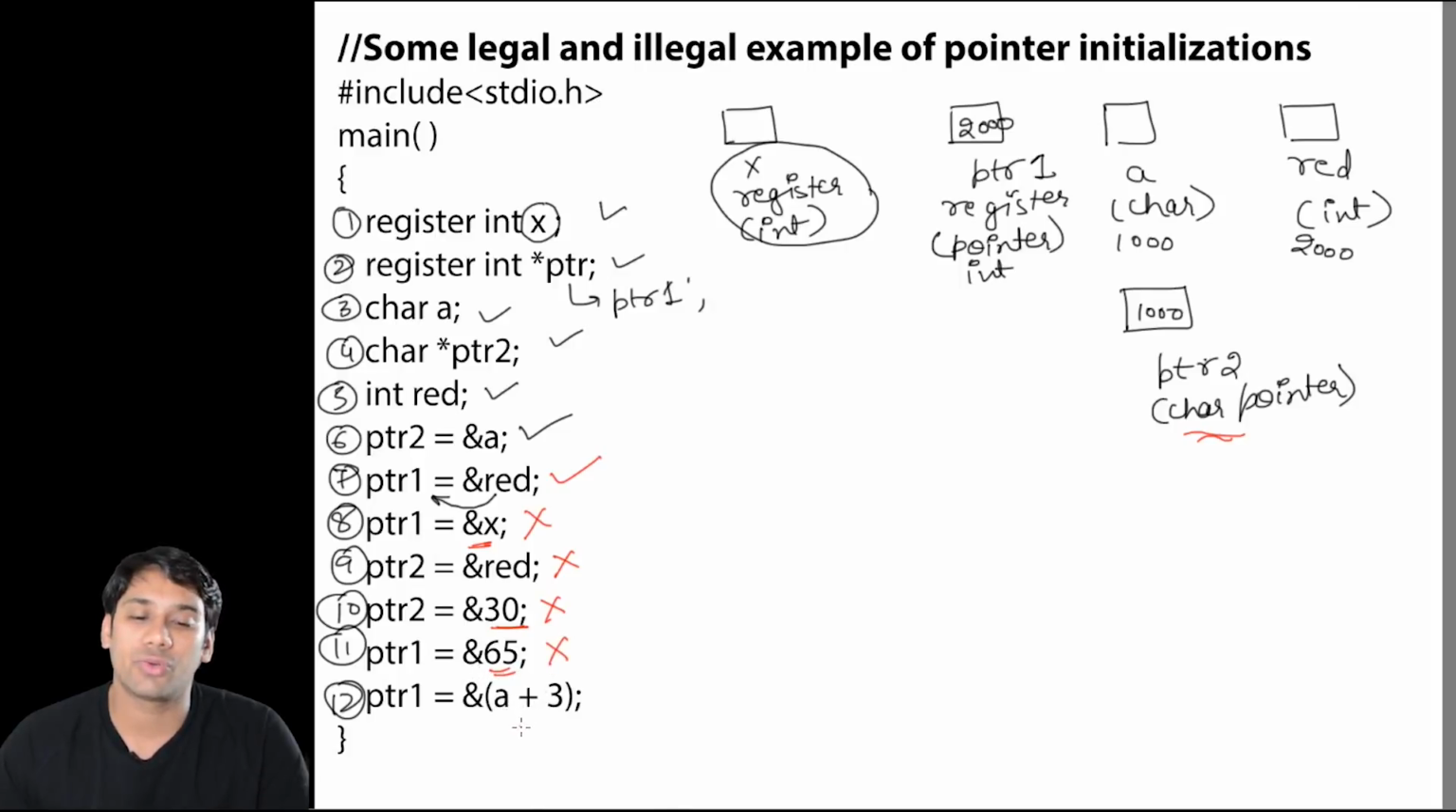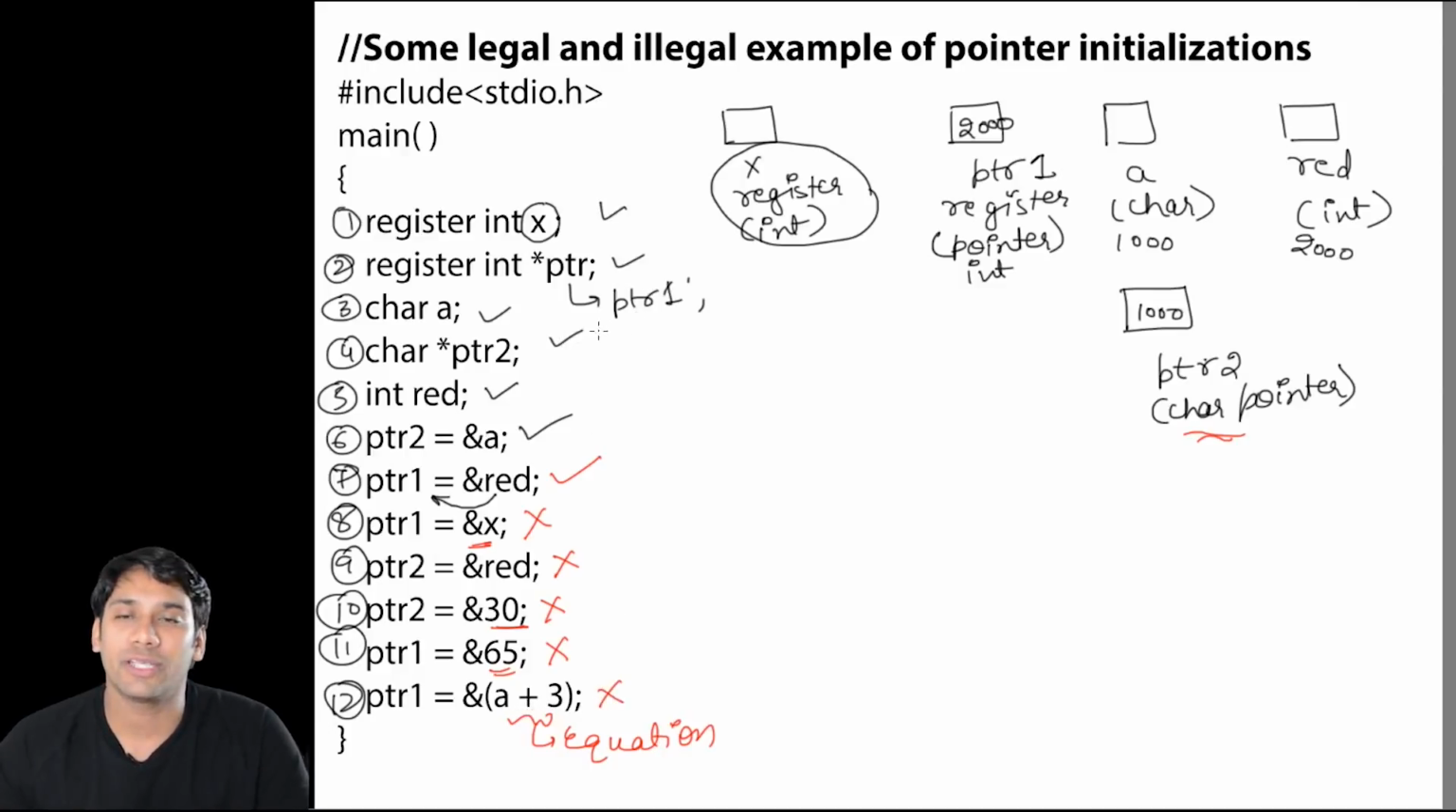Now in line number 12, we have address of a plus 3, and a is a variable, but we are doing plus 3 with a, right? And this becomes an equation. We cannot store the address of an equation in any pointer. So this is also invalid, right?